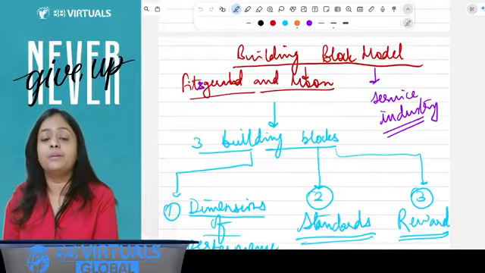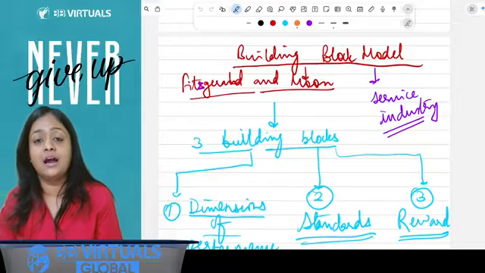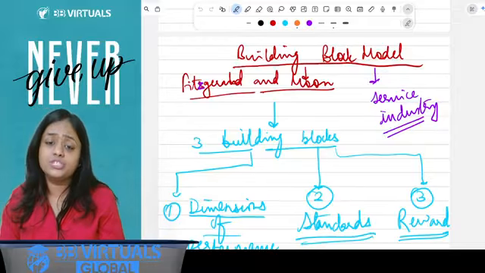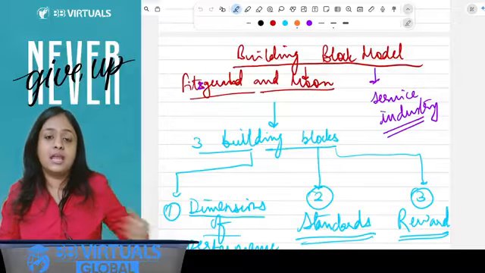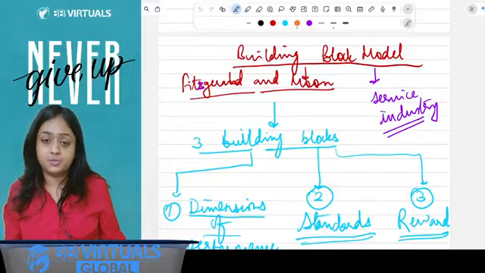The next topic that I'm going to revise is the building block model that is given by Fitzgerald and Moore. That also is just like balanced scorecard and discusses a combination of financial and non-financial performance measures.